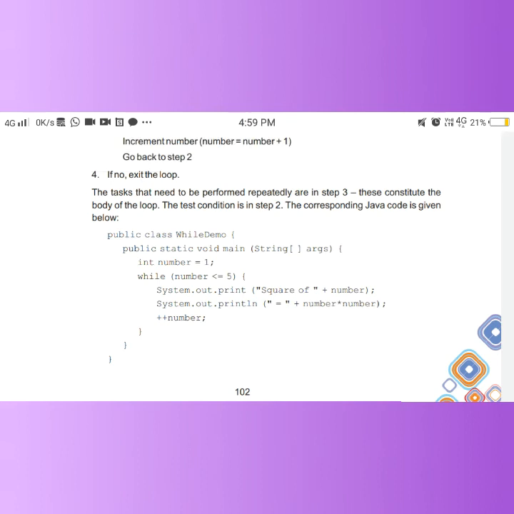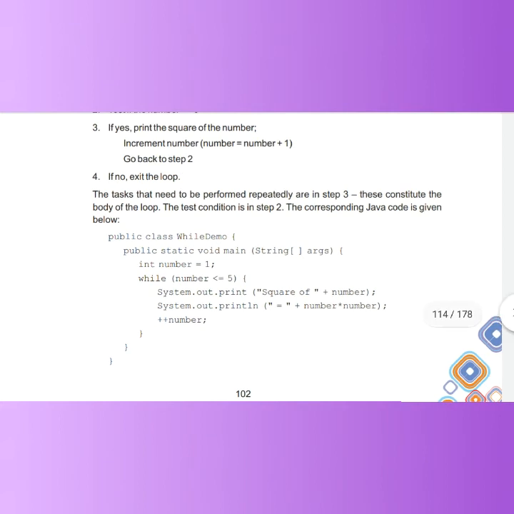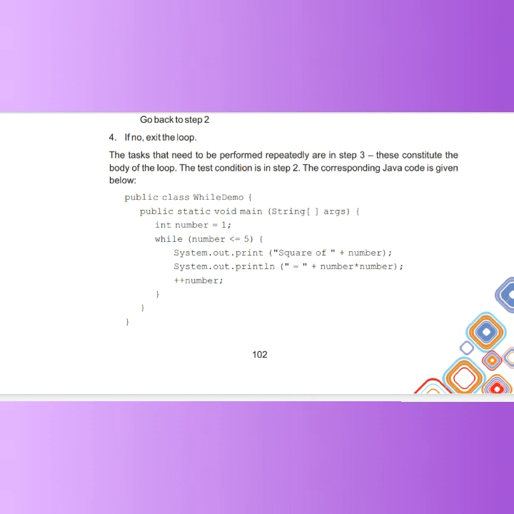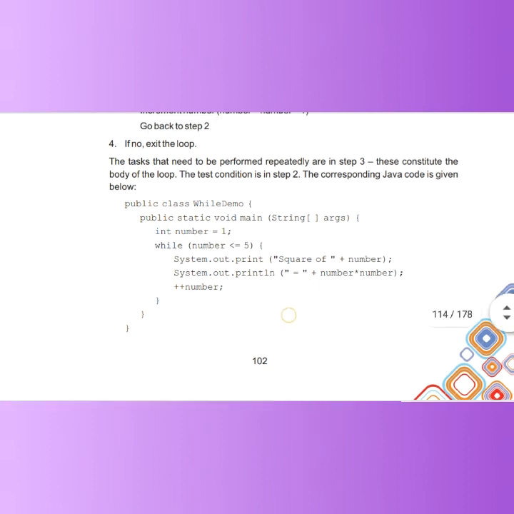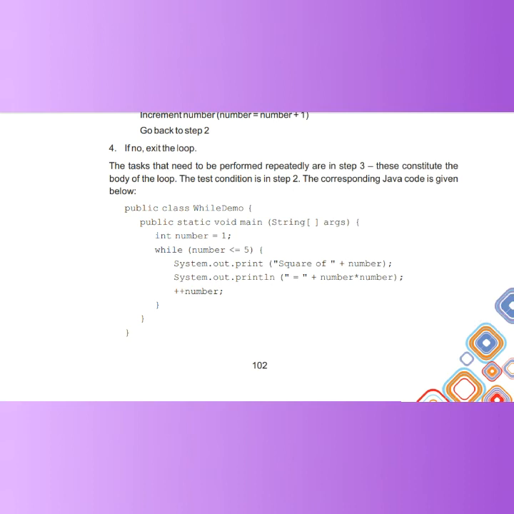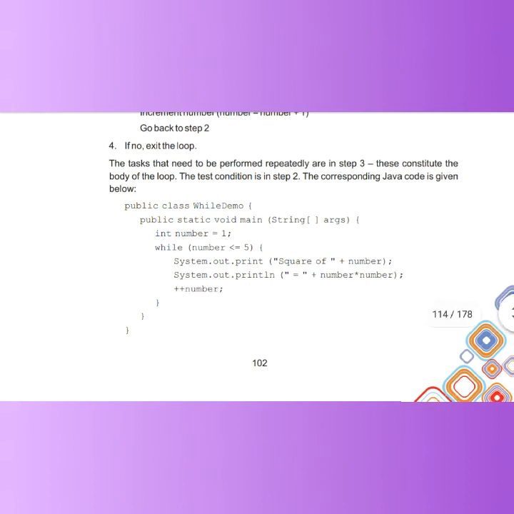We will come to the next statement, that is System.out.println, equals sign, plus number into number. So number we are having is 1, so 1 into 1 gives the output 1. So what will it print? Square of 1 is equal to 1. After that, our number will get incremented by 1. The number is 1, so 1 plus 1 is equal to 2.